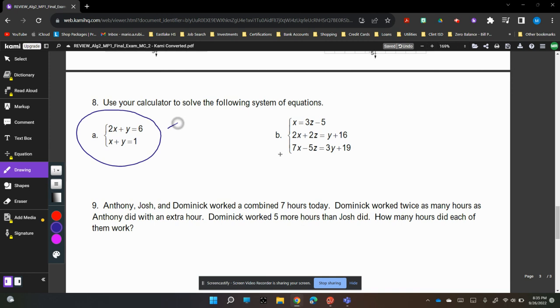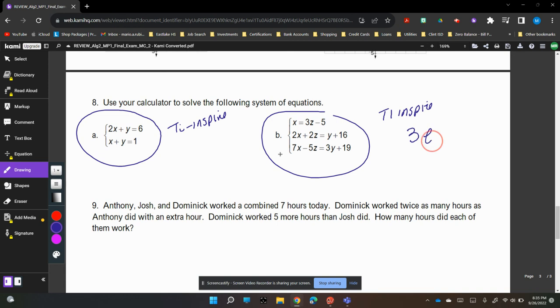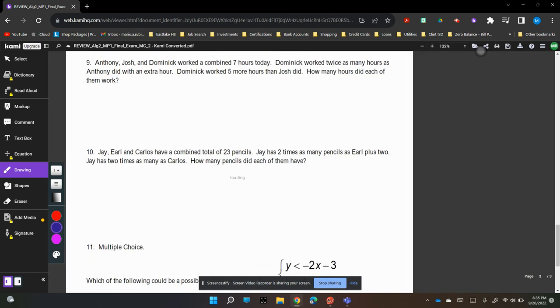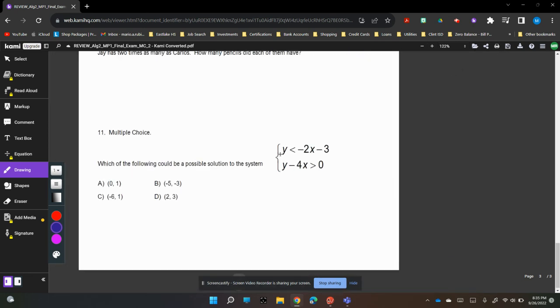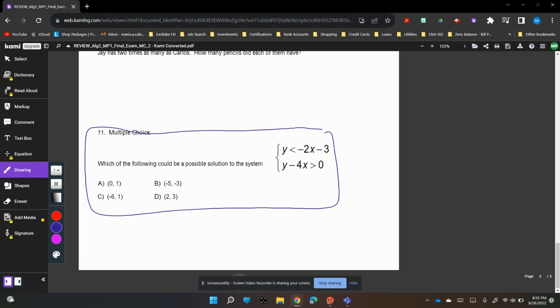Use the TI Inspire, just like I showed you previously. This one, use the TI Inspire, but instead of 2 equations, you're going to select 3 equations. Okay. For this one, you would do the same thing. Use the TI Inspire, or actually, you know what? Instead of the TI Inspire, for this one, you need to do Desmos.com.